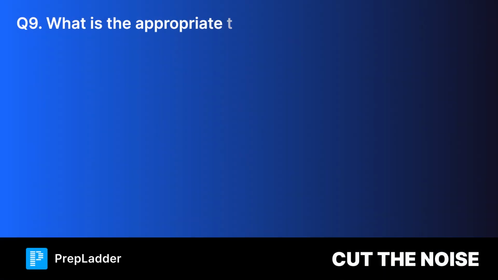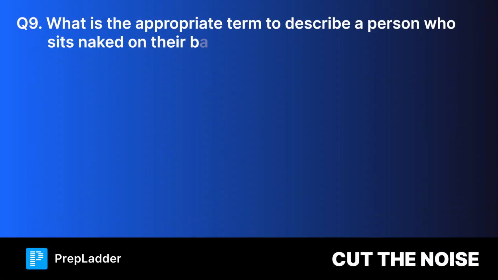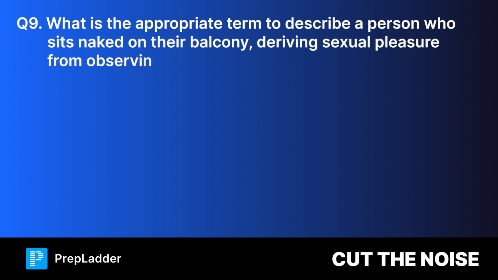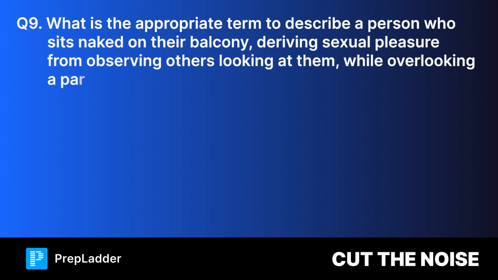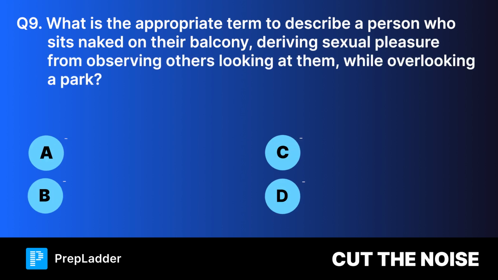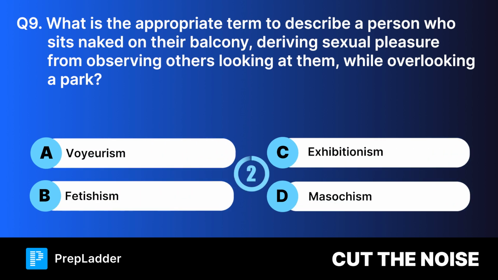Question 9. What is the appropriate term to describe a person who sits naked on their balcony, deriving sexual pleasure from observing others looking at them, while overlooking a park? Your options are. And the correct answer is exhibitionism.